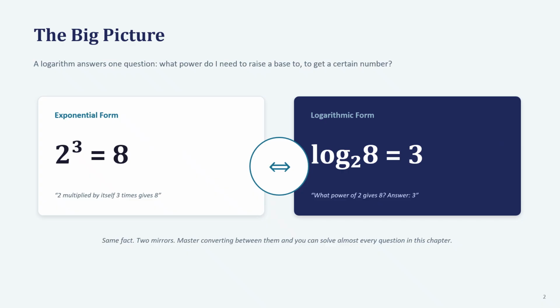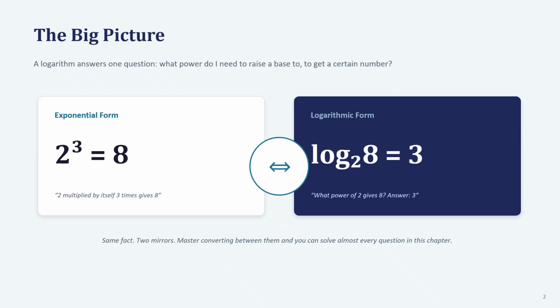Simply put, it answers one basic question. To what power must I raise a base to get my target number? For example, in exponential form, we write 2 cubed equals 8, meaning 2 multiplied by itself 3 times gives us 8. If we write this exact same relationship in logarithmic form, it looks like this. Log base 2 of 8 equals 3. This reads as, what power of 2 gives us 8?